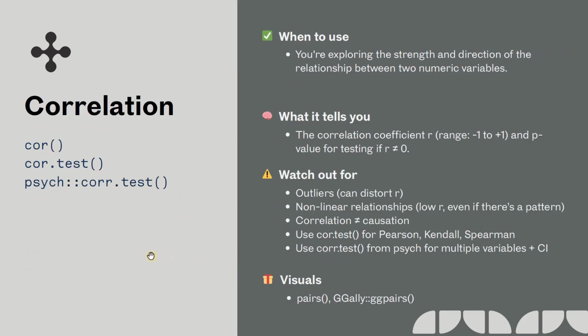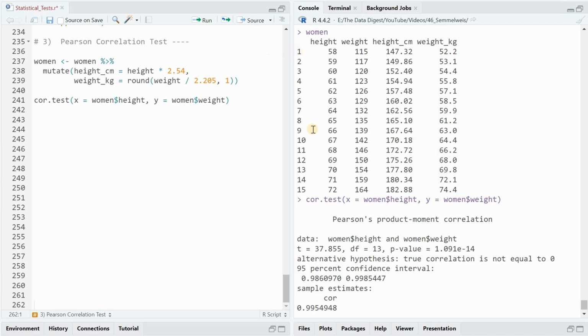Enough with the differences. Now we want to look at relationships, and we start with the correlation using different functions to ask whether two variables go up or down together. We can start with a very easy example of 15 women, where we have the height in inches and the weight in pounds converted to centimeters and kilogram. We can use the cor.test to ask whether women height and women weight correlates, and we get almost perfect correlation.